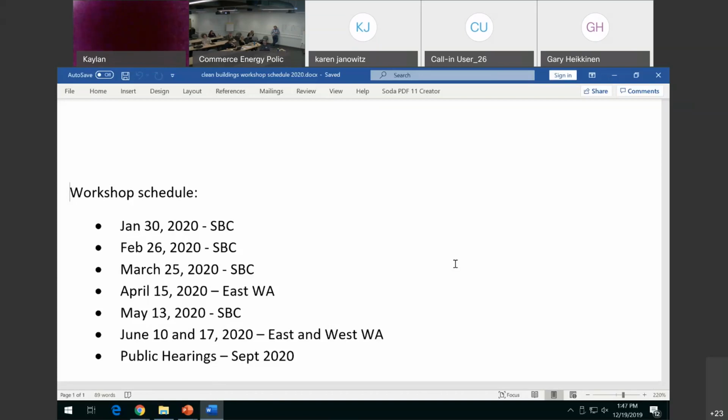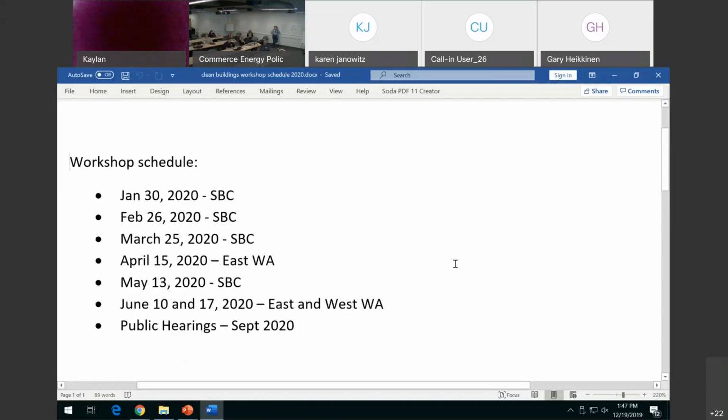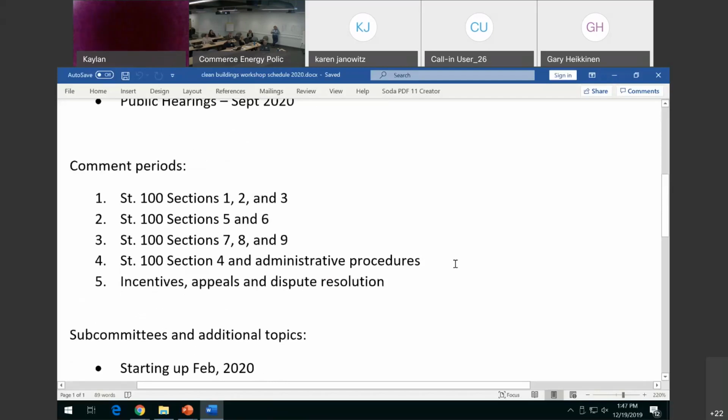The Commerce team met and talked about a four-week cadence for receiving comments and breaking things up by ASHRAE sections and topics. So what you're going to see here is a series of five comment periods. This is a draft, it's subject to change, but I just wanted to let folks know where we're headed, okay? So we'll be posting all of this information to our website. As we enter into the comment period for these five groups of topics, we're going to be releasing draft rule language on our website and through the buildings distribution list.